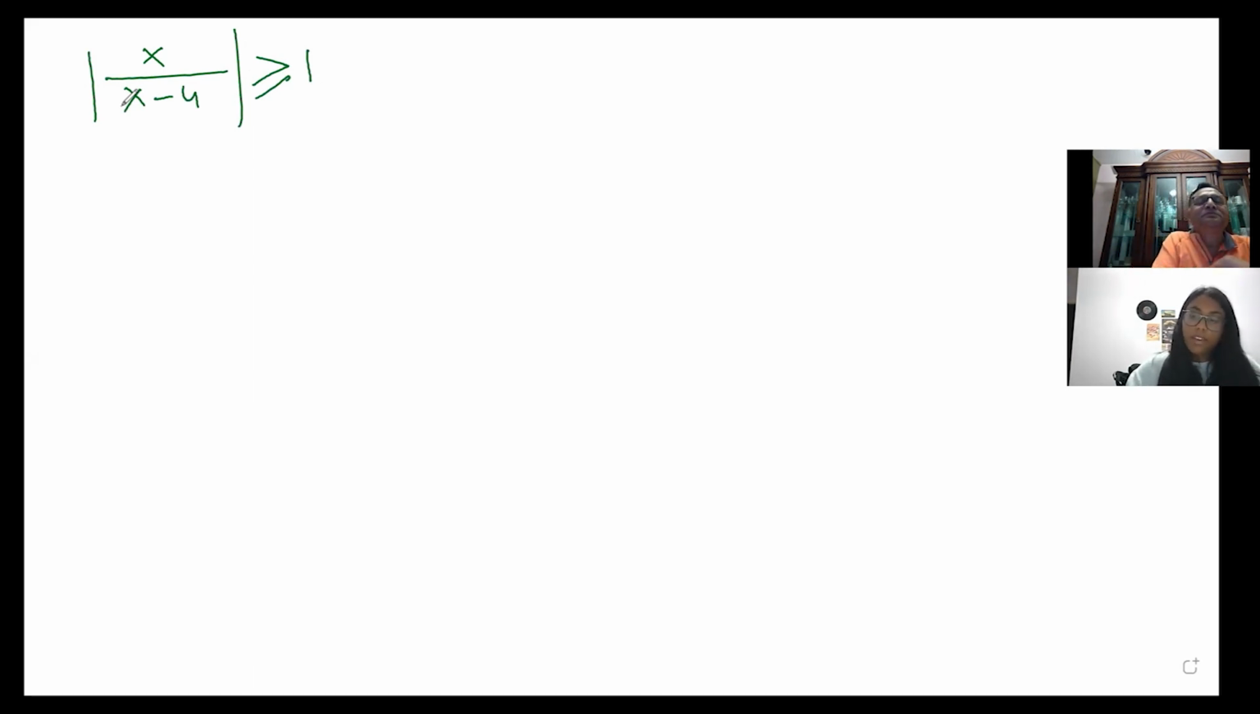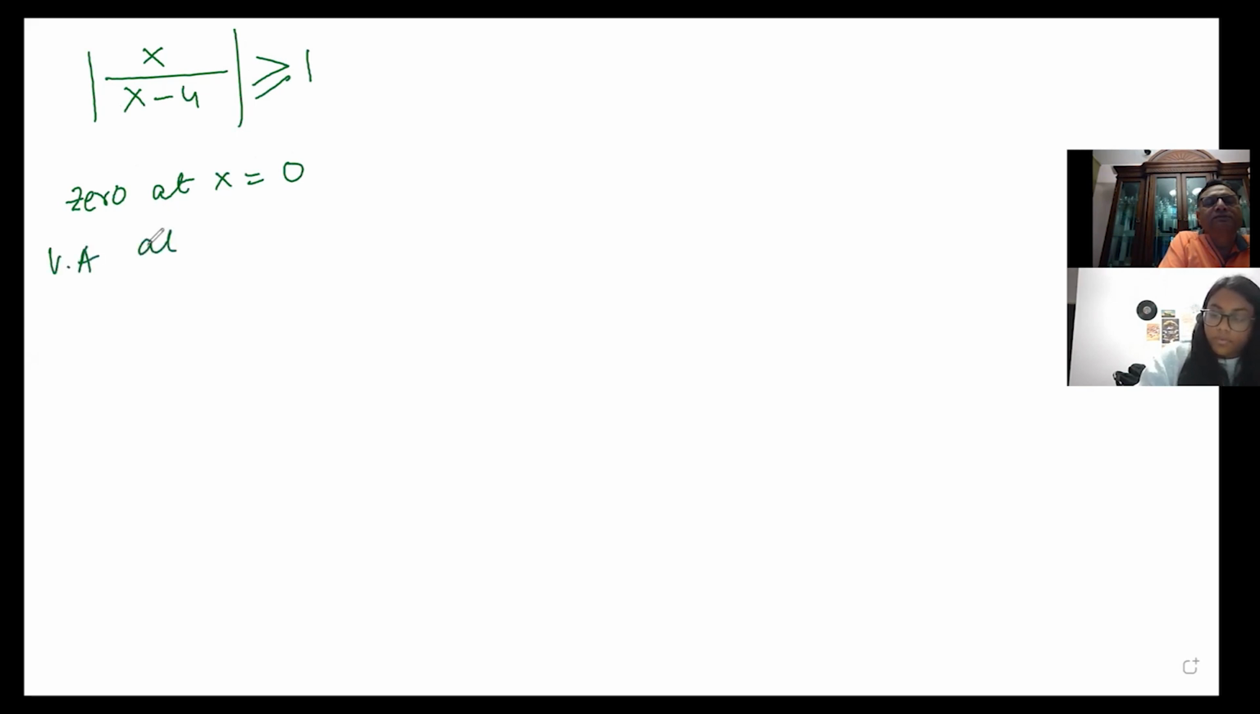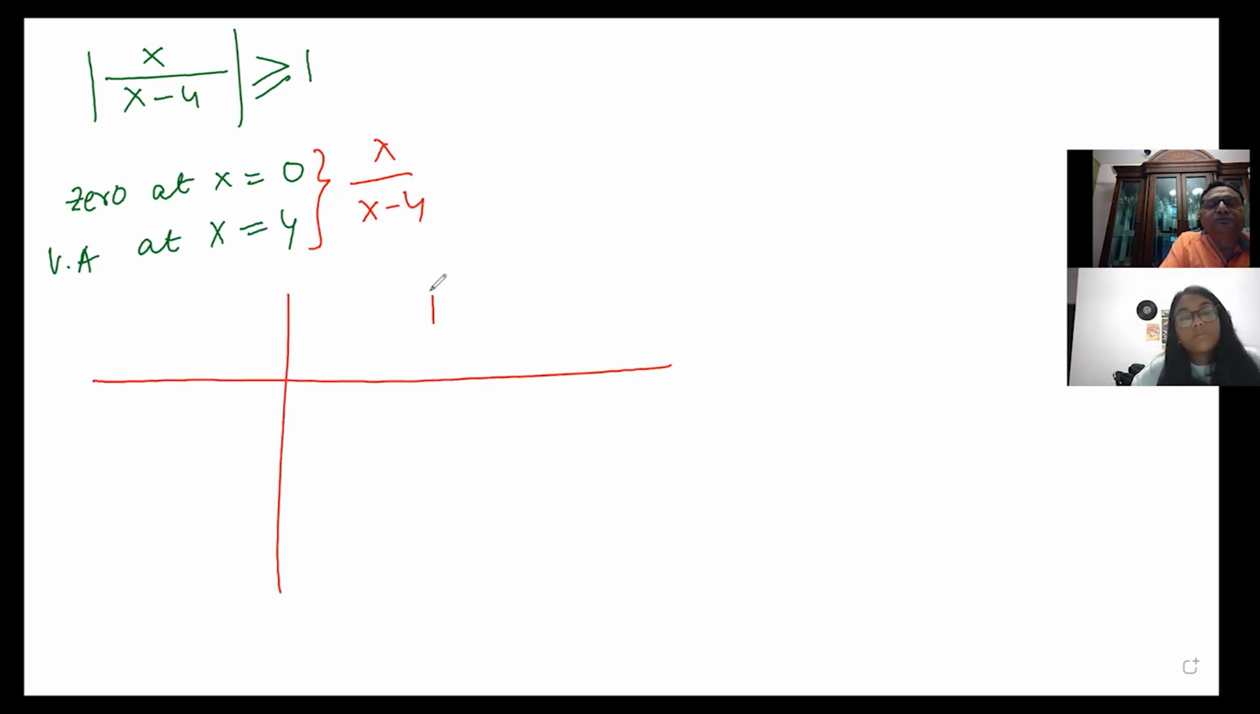Is it okay? Yes. So it has a 0 at x equals 0, right? And it is undefined, so we say vertical asymptote at x equals 4, correct? Yeah. We are just talking about the function which is x over x minus 4. Is it okay? Yes. Perfect. So let's analyze in intervals. So we have x equals 0 and x equals 4. Now, let's take test points in the intervals defined. So there are 3 intervals.